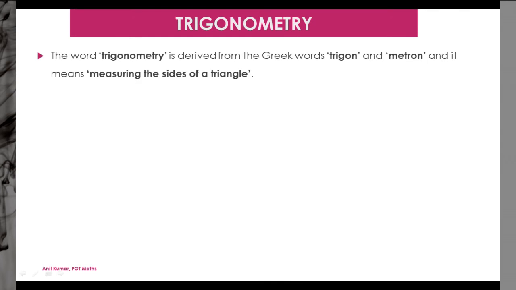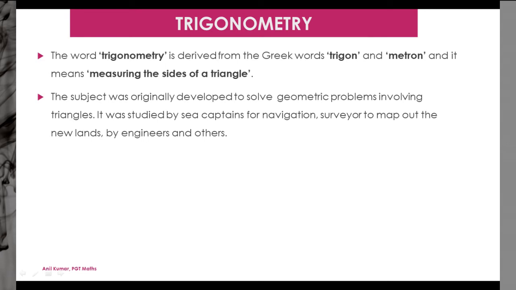The word trigonometry is derived from the Greek words trigon and metron, and it means measuring the sides of a triangle. Initially, trigonometry was introduced for measuring the sides of a triangle. The subject was originally developed to solve geometric problems involving triangles. It was studied by sea captains for navigation, surveyors to map out new lands, and by engineers and others for this purpose. You also solved problems based on height and distance in class 9 and 10.